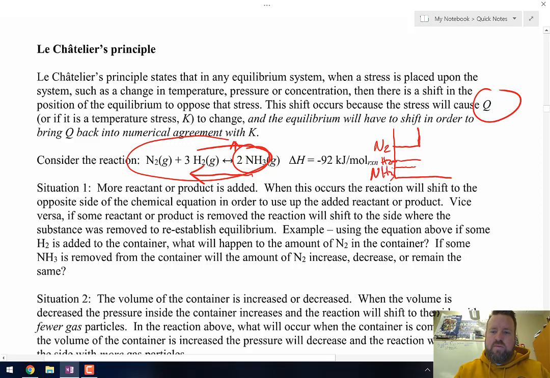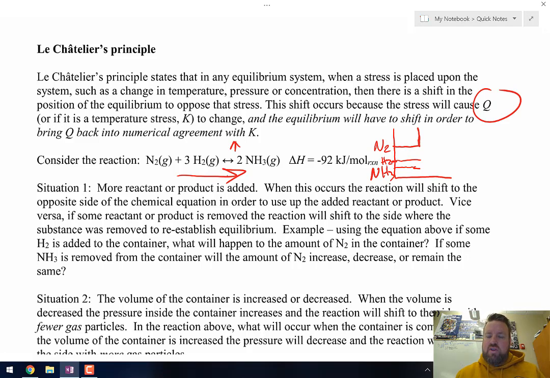NH3. Okay, so right now we've just added some nitrogen. Now, according to Le Chatelier's principle, this reaction is going to shift to the right. It's going to make more products. Okay, but remember, the equilibrium constant does not change. When you add or remove reactant or product, once it reestablishes equilibrium, the value of the equilibrium constant doesn't change.